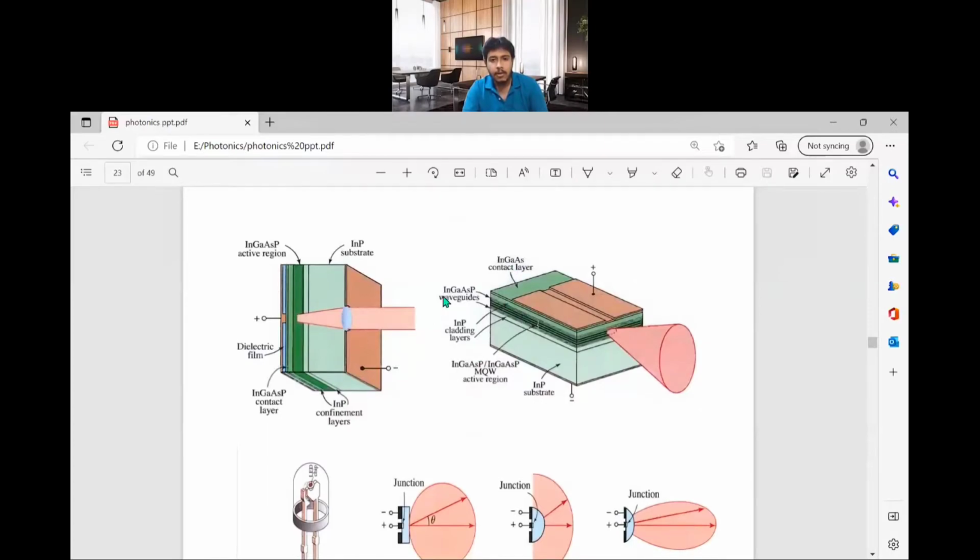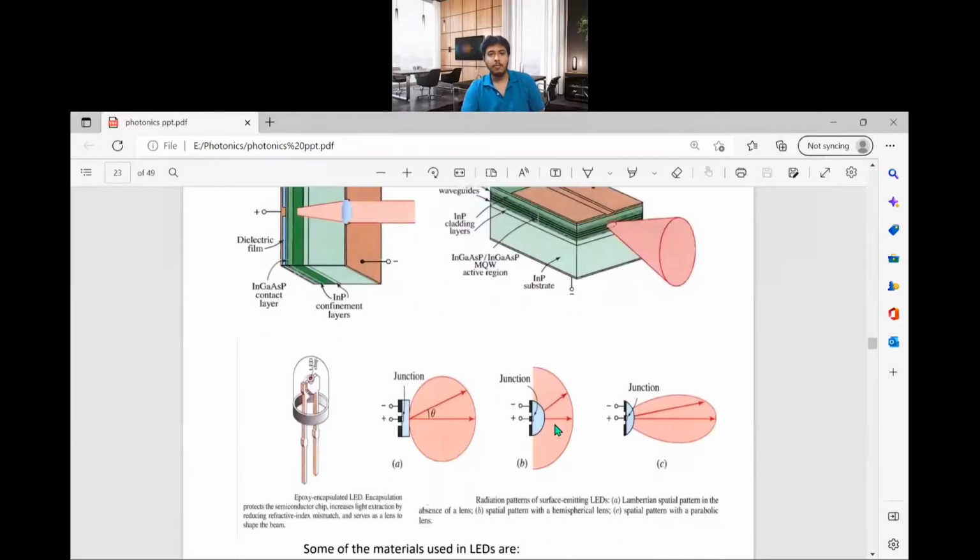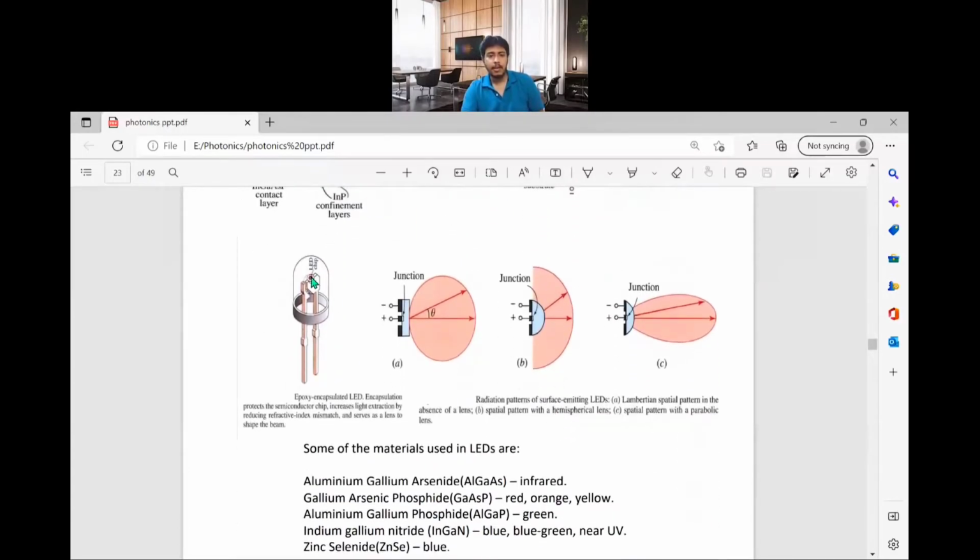As you can see, all these structures use the heterostructure. There are two types of LEDs. One is the surface emitting LED, where the light is emitted perpendicular to the surface. Another type is the edge emitting LED, which emits from the active region at the edge. These are the two types of construction you can make. So the light can be emitted from here and it can be emitted from here.